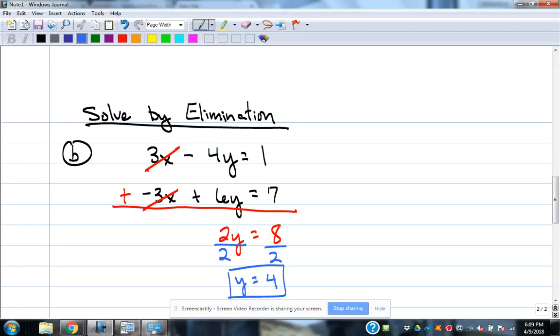You're going to have to take 4 and plug it into one of those equations. It doesn't matter which one. I usually just pick the top one and plug in 4 for y and solve that problem. That's going to be 3x minus 8, or excuse me, minus 16 is equal to 1. And then I would add 16 to both sides to get x by itself.